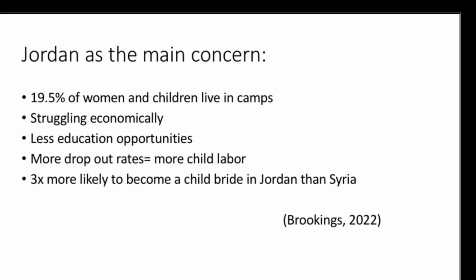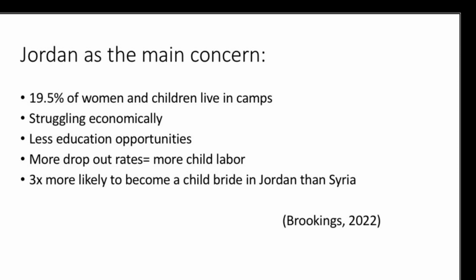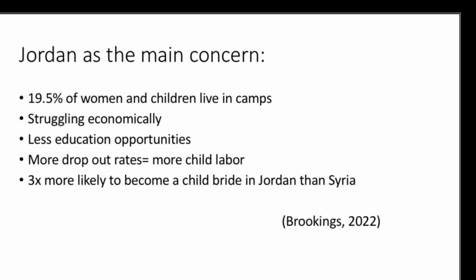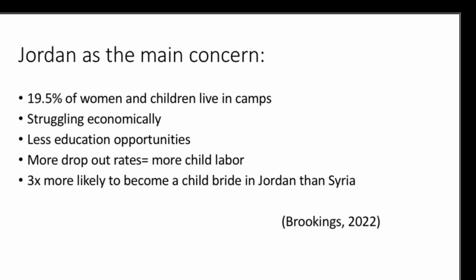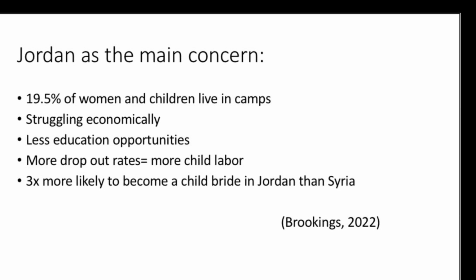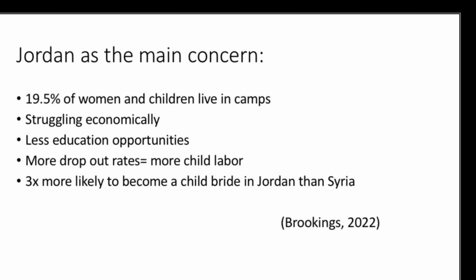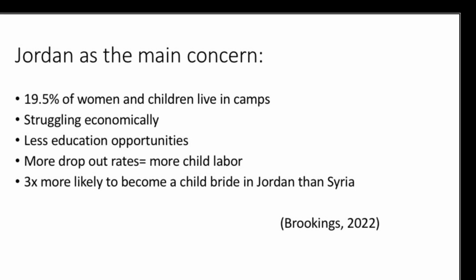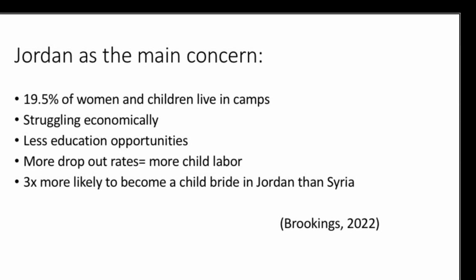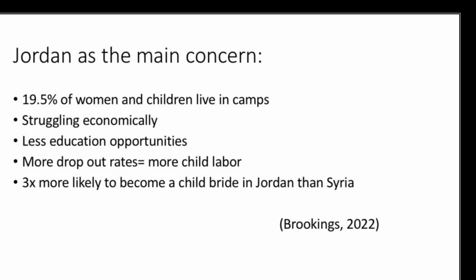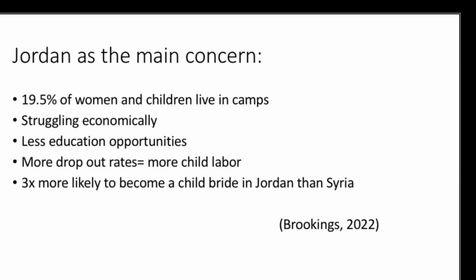So 19.5% of women and children refugees live in camps there. Jordan itself as a country is really struggling economically, which means less education opportunities for young women and children, which means more dropout rates, and that results in more child labor. And then also more child marriages. Refugees living in Jordan are 3 times more likely to become a child bride than they are in Syria.